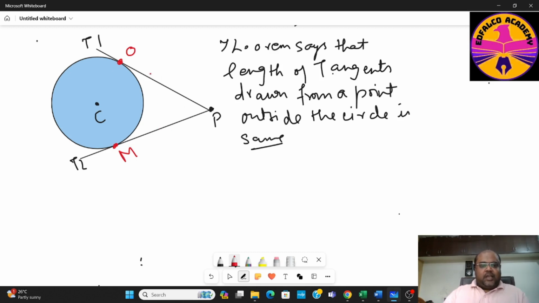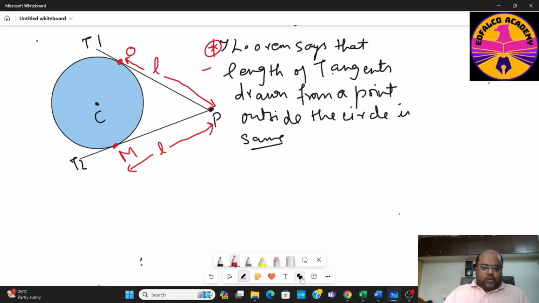So the length of the line OP, from here to here, that is my length, and this length from M to P is also my length L. These two lengths are going to be similar. They have the same length. That is what this theorem is talking about. So what is the proof of this, right?